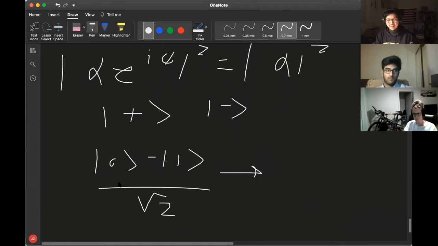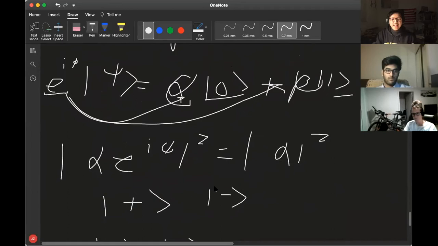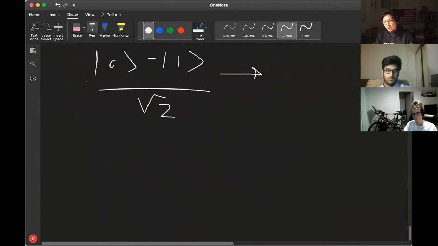And the reason why it's nice to know that global phase doesn't matter is, okay, now this might really push the amount of math you know. But the Bloch sphere only needs two pieces of data.